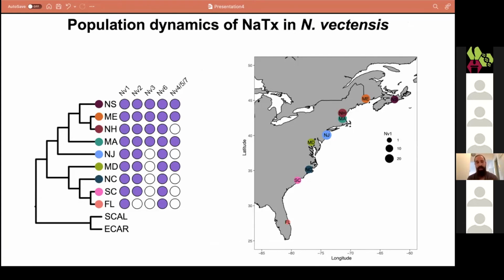We also see that for the NaTx family in these populations, NV1 and NV6 are shared among all populations. NV2 appears to be lost in Florida. NV3 is restricted to the northeast. And NV4, 5 and 7 have a more restricted or patchy distribution, likely due to their very specific temporal expression, being expressed only in adult females that likely have gametes.